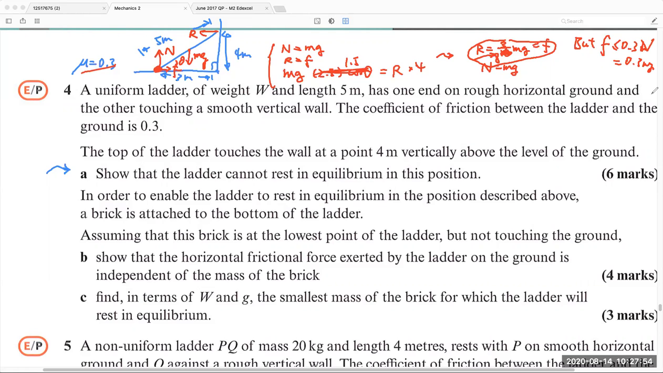I've sent it in the group chat. So if no other questions? No? Yes? No? So if no question, then let's have a look at part B.